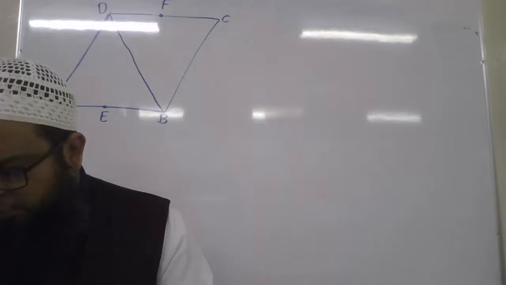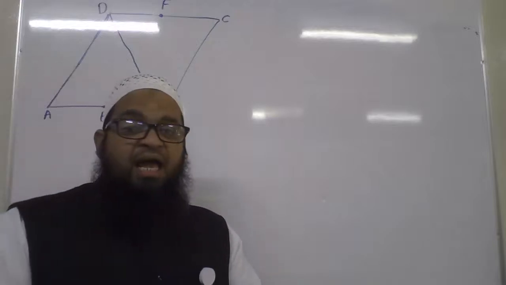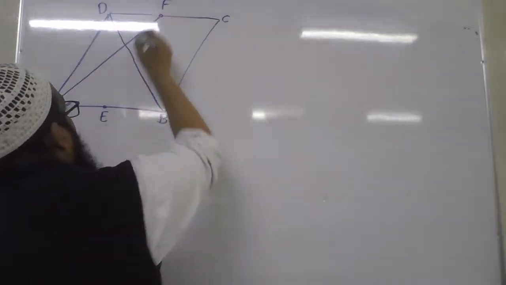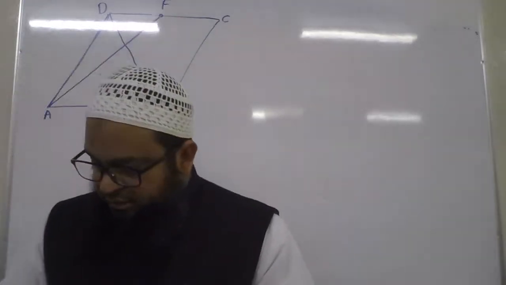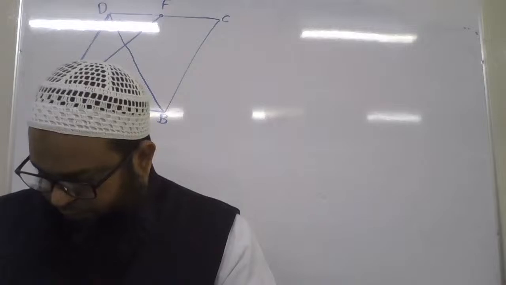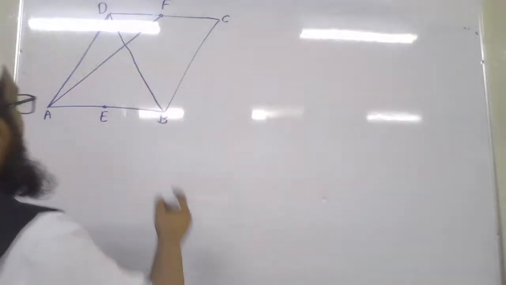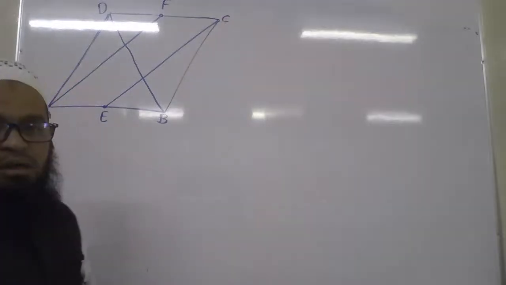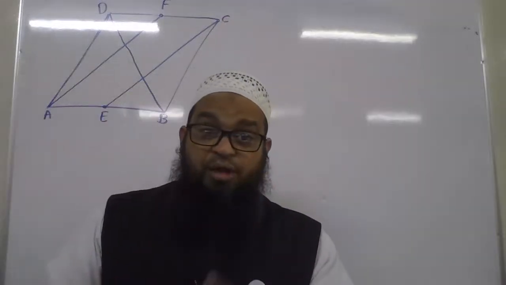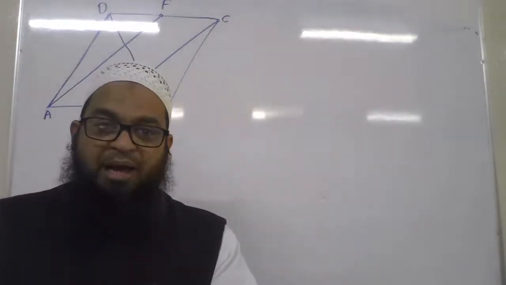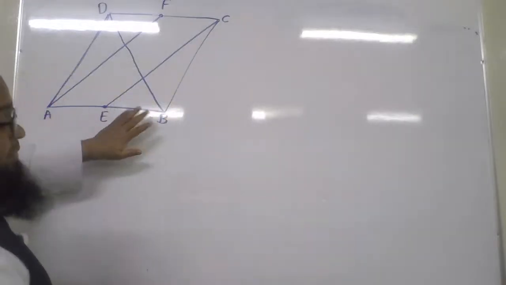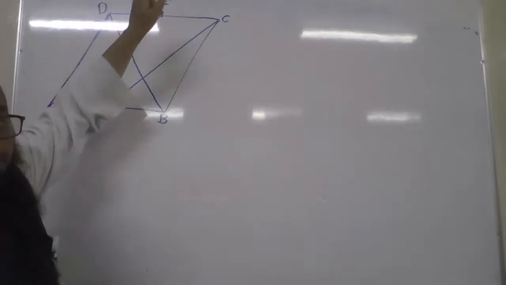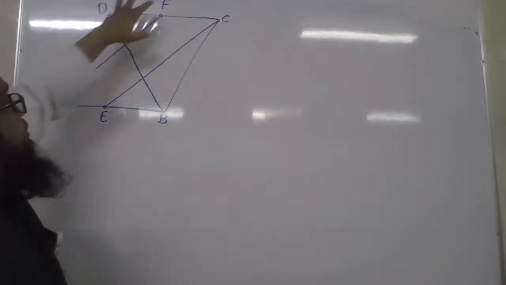Now what we have to show? Show that the line segments AF, means join A and F. After that, EC. Where is E and C? Let us join EC. Now try to understand this question, one of the important questions, my dear students, in parallelogram. So ABCD is a parallelogram and E is a midpoint, F is a midpoint. Please remember this. These two are midpoints.